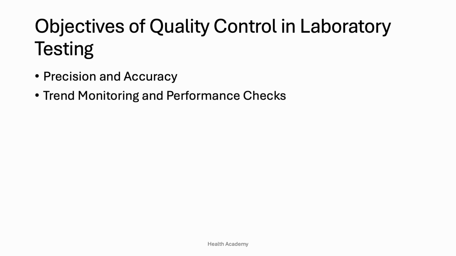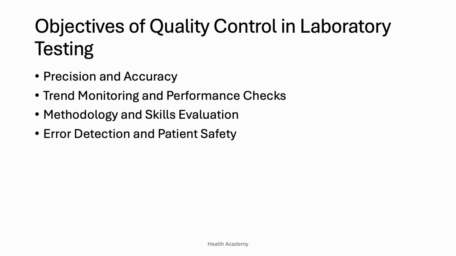Trend monitoring and performance checks. Issue early alerts on control trends and evaluate automated analyzer consistency. Methodology and skills evaluation. Determine the most accurate testing methods and assess technologist expertise. Error detection and patient safety. Identify analytical errors promptly and ensure patient results are dependable. Benchmarking. Regularly benchmark test results against established standards for quality assurance.